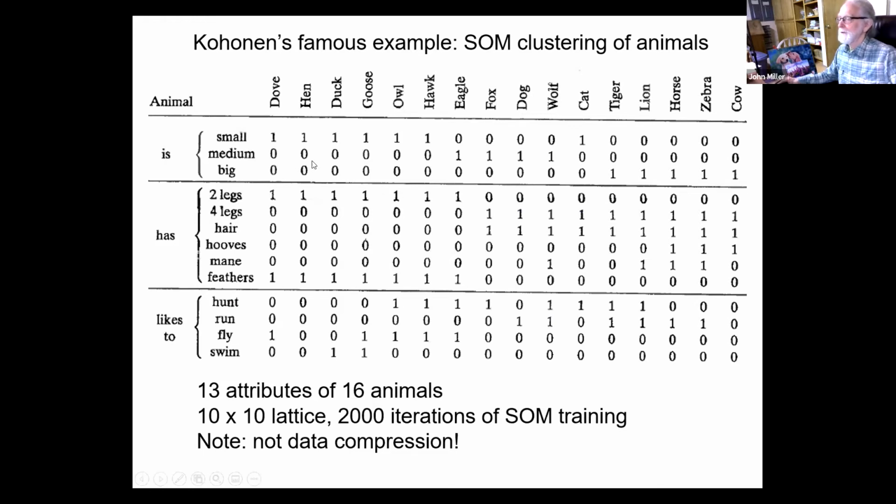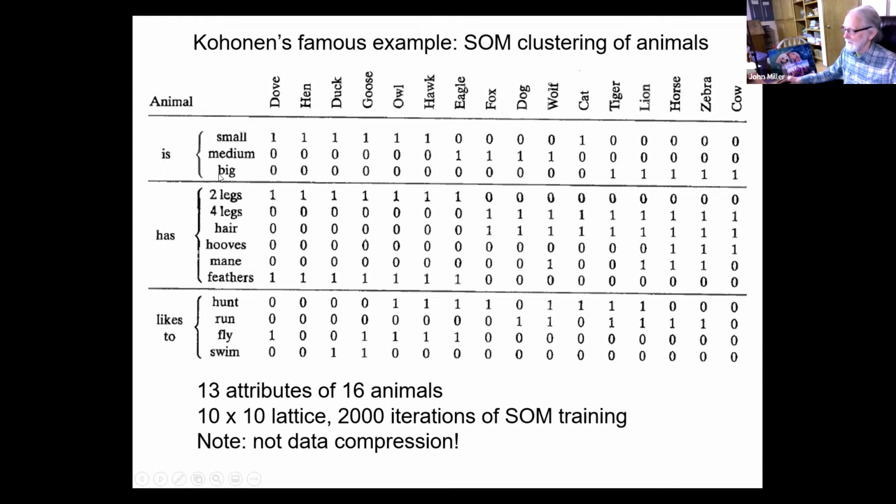But Kohonen, of course, had an example that he loved to show to illustrate his fantastic algorithm. And so here's the famous Kohonen data set, which is basically animals: doves, hens, ducks, geese, etc., all the way down to horses, zebras, and cows. And here are some attributes of those animals. What size are they? How many legs do they have? Do they have hooves or feet or feathers? And what do they like to do? Hunt, fly, run, or swim?